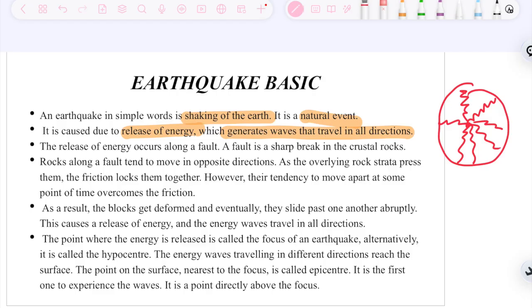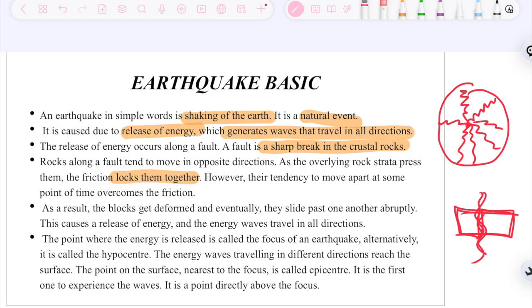Now what is a fault? For example, this rock and this rock. They used to be together earlier, but now they are broken. So this is called a fault. A fault is a sharp break in the crustal rocks. Rocks along a fault tend to move in the opposite direction, and the overlying rock strata press them. The friction locks them. However, their tendency to move apart at some point of time overcomes the friction.